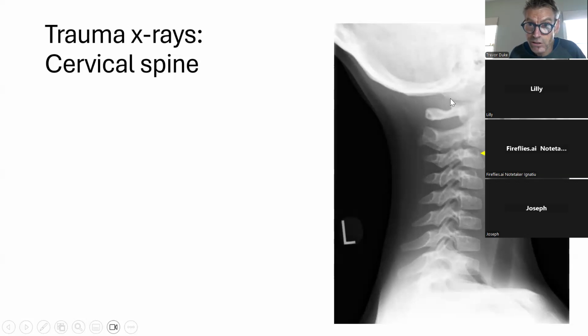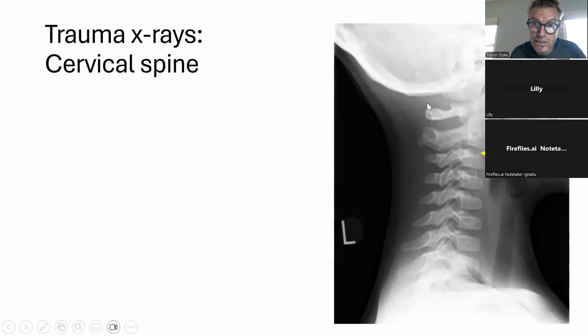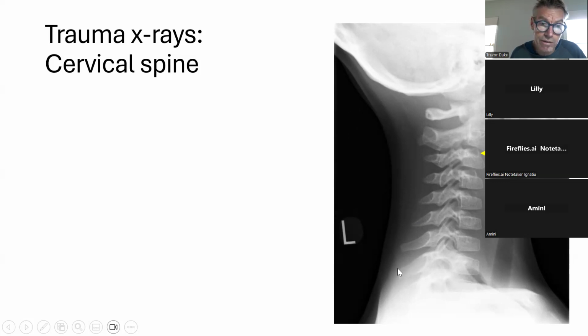And then the third line is the facet joints, and that runs down here, just where the end of this curve is here. And there should, again, be a fairly straight line that runs down here. And then lastly is the spinous process line, which runs at the back of the spinous processes. And it does curve because the spinous processes in C7 and C6 are larger than those of C1 and C2. It curves like that, but it should be an even line.